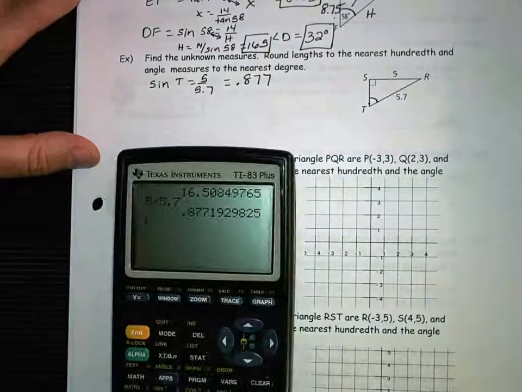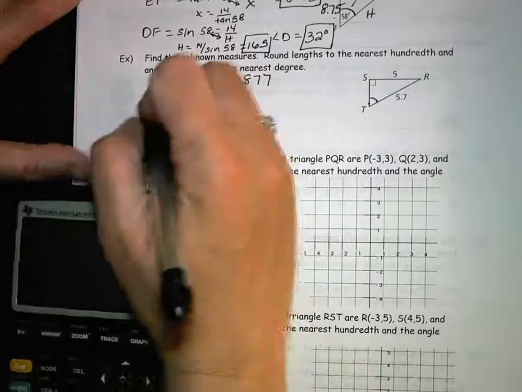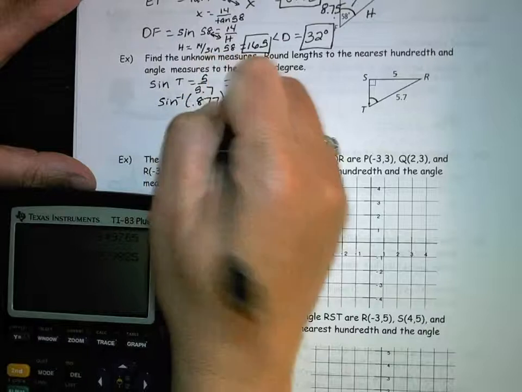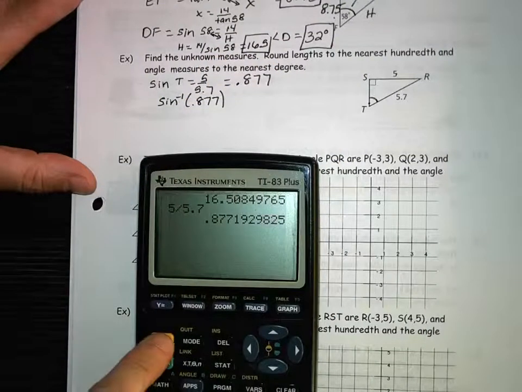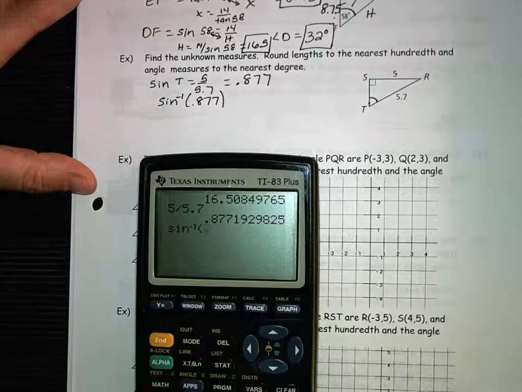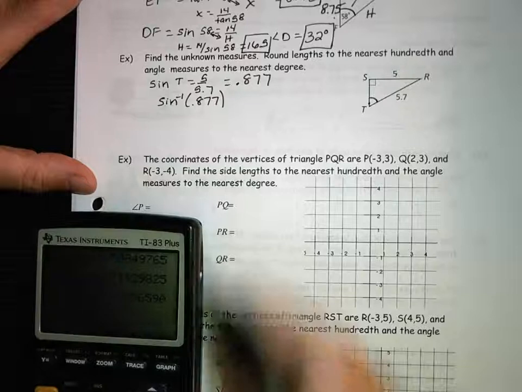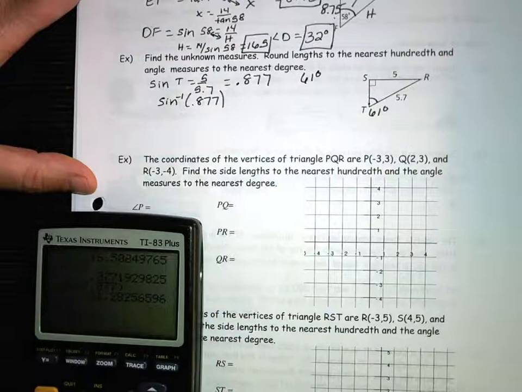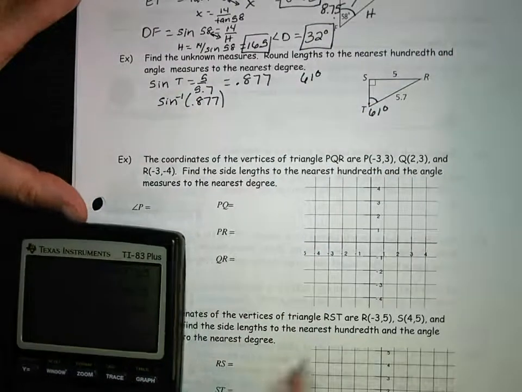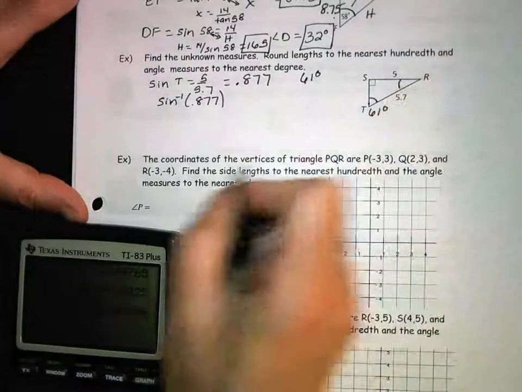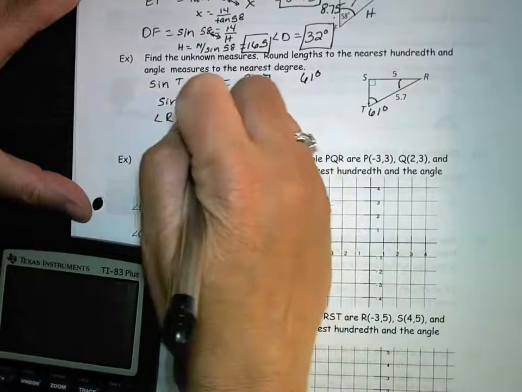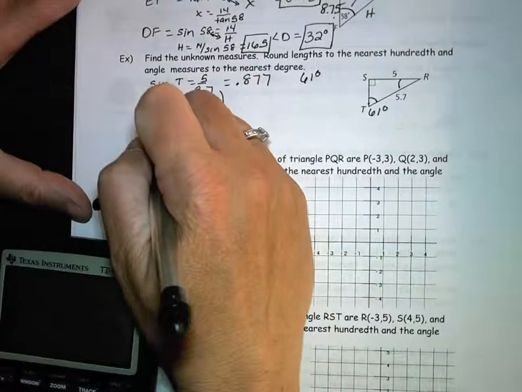Well, now if we want that angle, we're going to do the inverse sine. If we know the decimals and we want the angle measure, we do the inverse sine. So I do second sine 0.877, and that ends up being 61 degrees. Well, if angle T is 61 degrees, we can figure out angle R. Angle R is going to be 90 minus 61, which is 29 degrees.